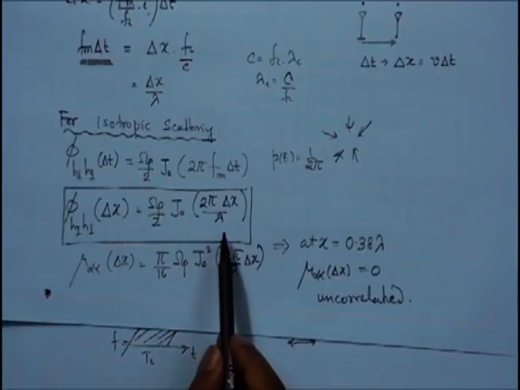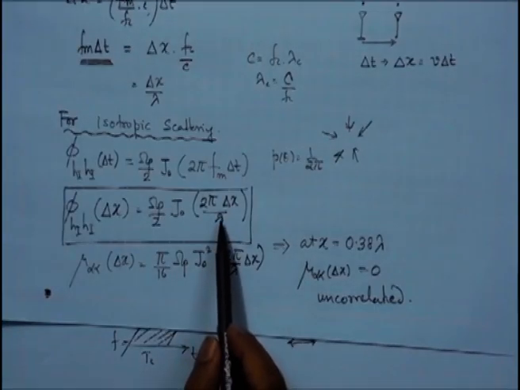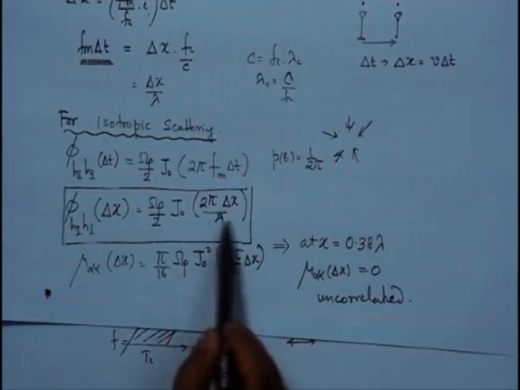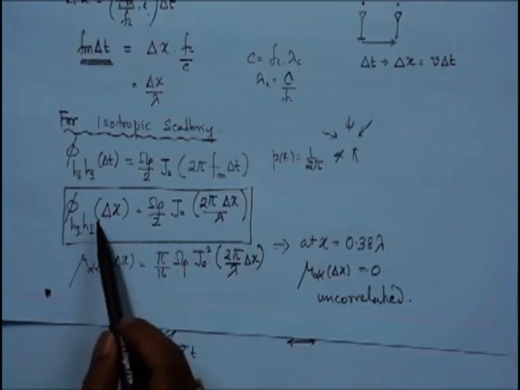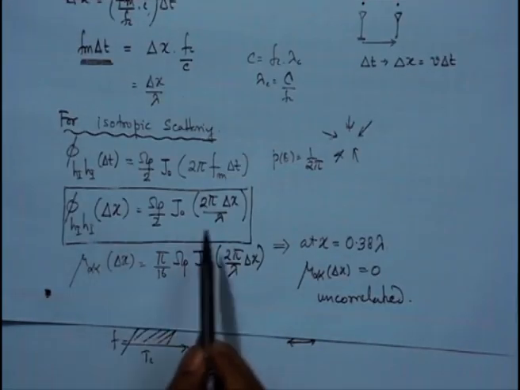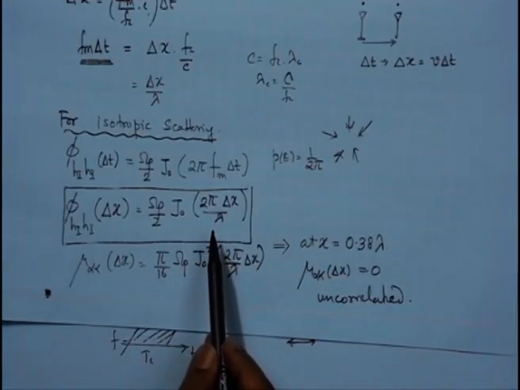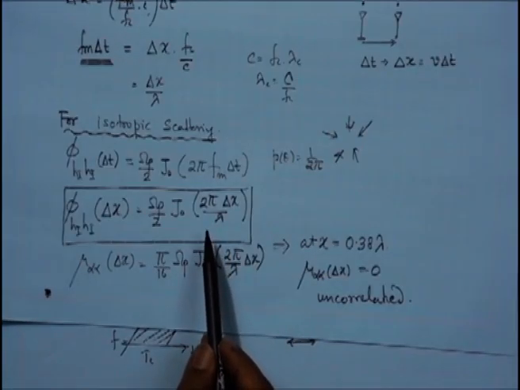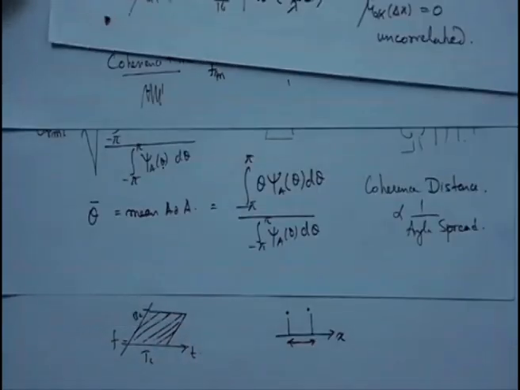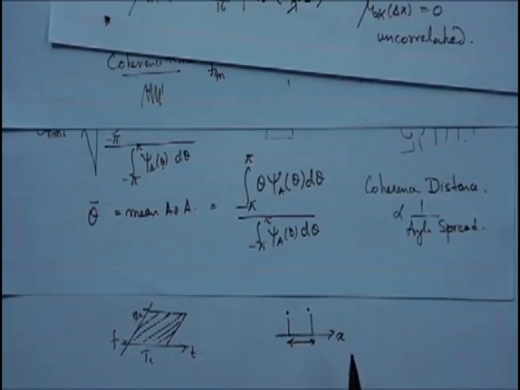Now if we look at this particular expression, what we see is that it is also a function of lambda. Longer lambdas would mean smaller values over here, so that would affect the coherence distance. Very small values of lambda would mean the coherence distance is short compared to larger values of lambda. So the frequency is also affecting the operation in this particular dimension as well.